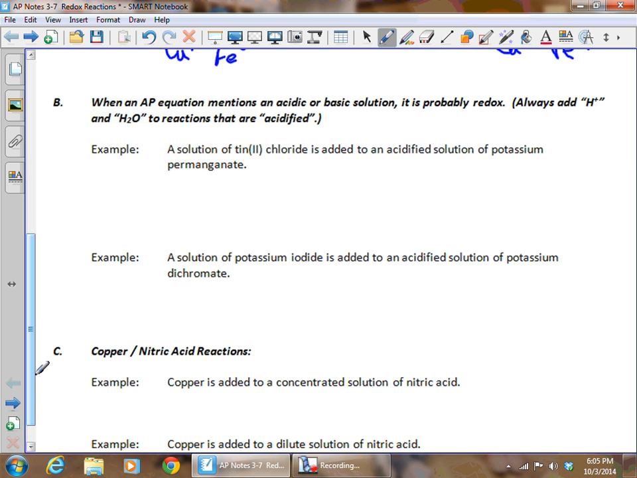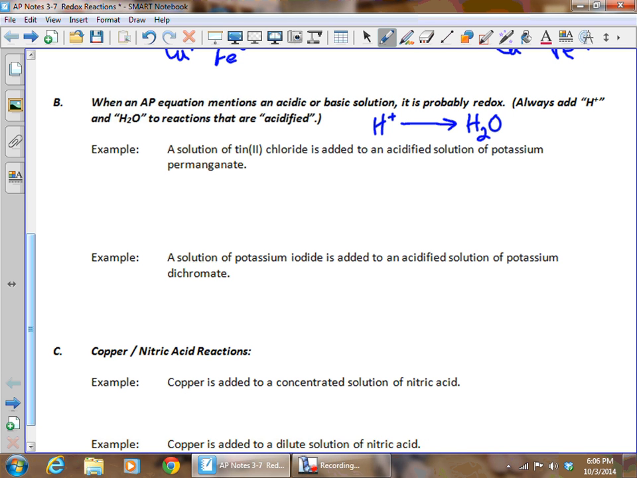Now when an AP equation mentions an acidic or basic solution, it's probably redox, but I've never seen it be anything else. Always add H+ and H2O to reactions that are acidified. So the very first thing I do, if something says acidified, I don't do anything else before I do this, because this is one of my Achilles heels. I'll forget the H+ and the H2O if I'm not careful. So the H+ is a reactant, the H2O is a product.